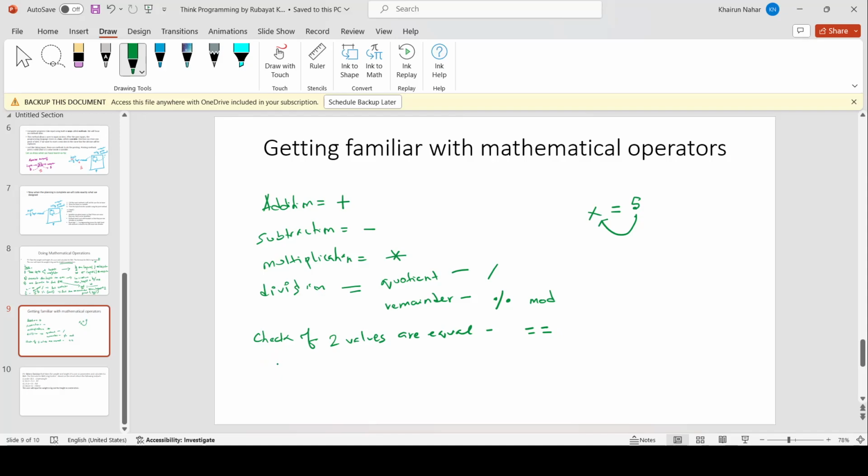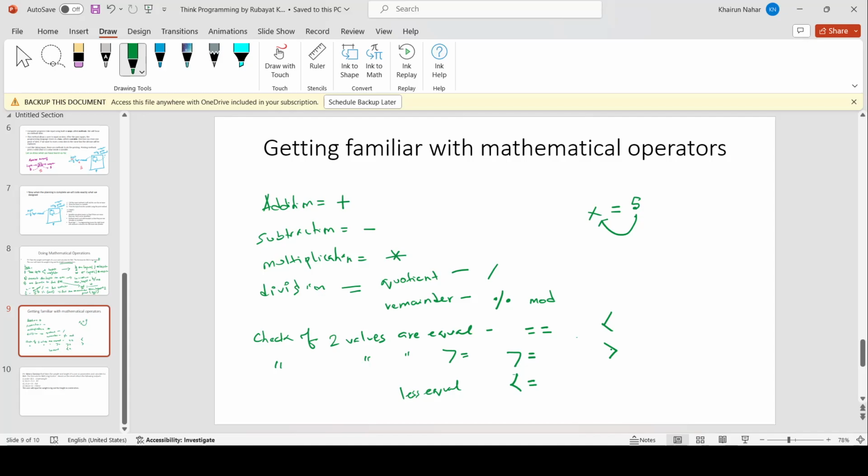Now, to check if values are greater than or equal, we use the greater than sign and one equal sign. To see if less equal, we use the less sign and one equal sign. To simply check if a value is less or not, we use the less sign, and for greater, we use the greater sign.